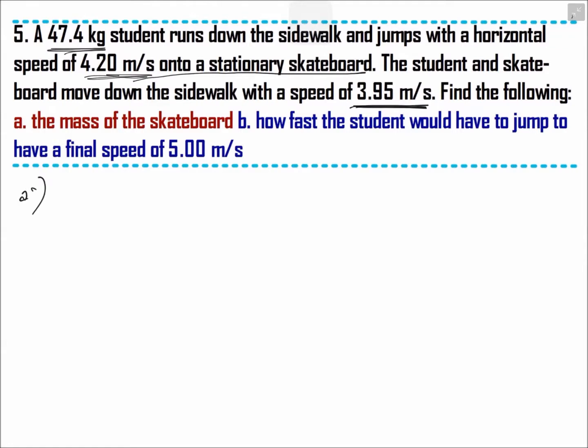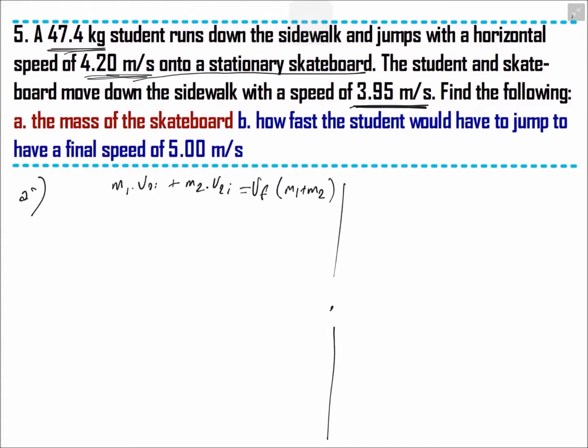At part A, it's asking for the mass of the skateboard. The formula is m1 times v1 initial plus m2 times v2 initial, that's equal to v final times m1 plus m2. Let's keep this part for part B.